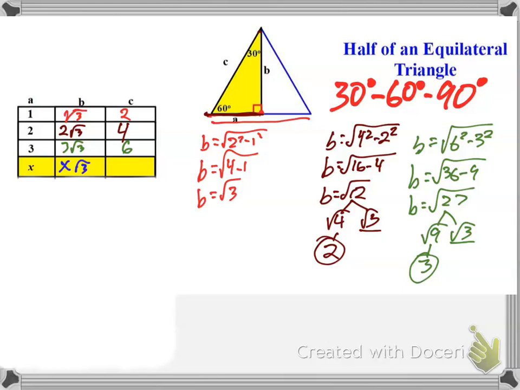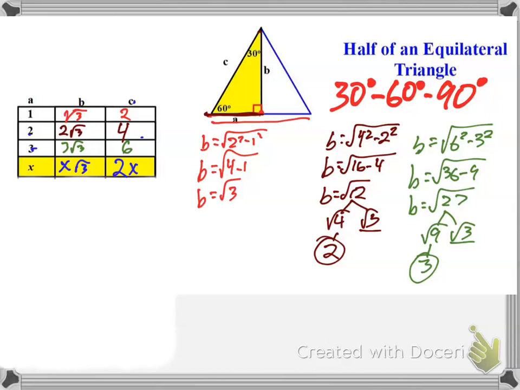Well, if A was 1, C was 2. If A was 2, C was 4. If A was 3, C was 6. So if A is X, what do we do to get from 1 to 2, 2 to 4, 3 to 6? We just doubled it. So if X is A, then 2X is C. So for your hypotenuse, you're just going to take your short leg times 2.